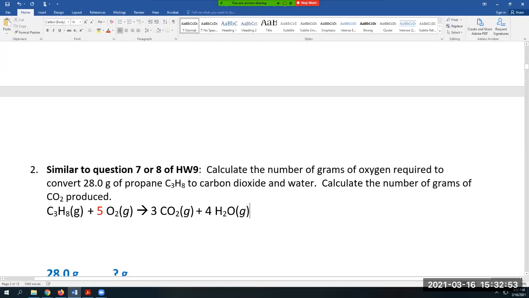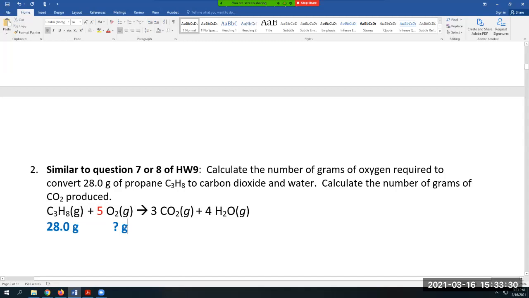So I like to write under the reactant here what we have, and we have 28 grams of propane, and we are looking for the mass of oxygen. And here the 5 coefficient is in red, but the 3 and the 4 here are also coefficients. But because the question is only focused on propane and oxygen, we will only focus on this part of the equation. And the roadmap or the concept map will look like this.